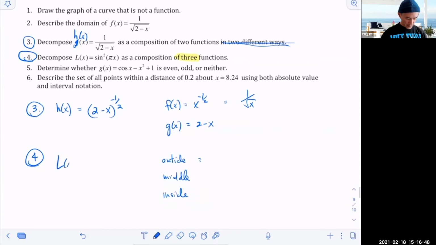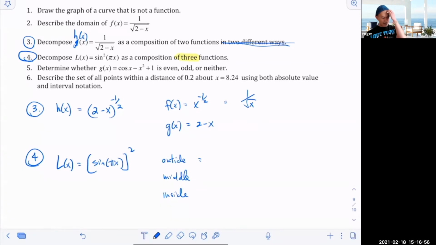Okay, so when I look at this, let me rewrite this. So L of x becomes sine of pi x squared like that, right? So I think the outside should be x squared. I think the middle should be sine of x, and I think the inside should be pi x. Does that make sense to everybody? Is there any questions? Try number 5.